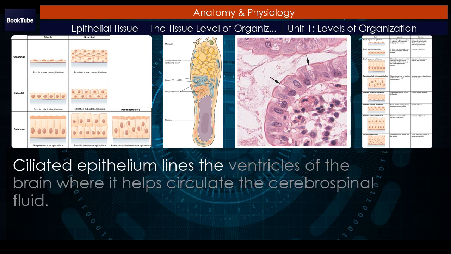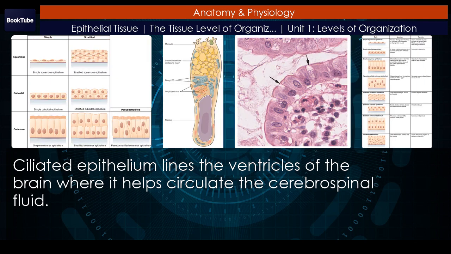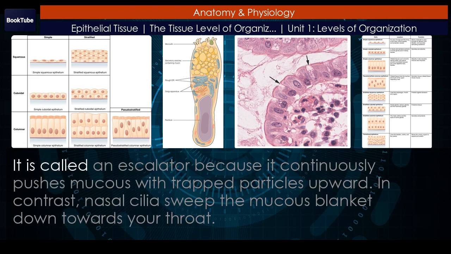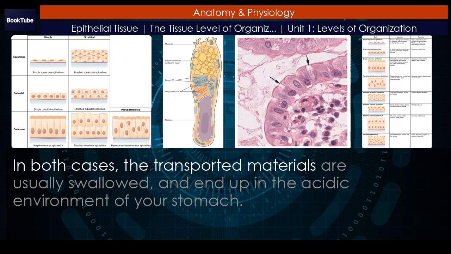Ciliated epithelium lines the ventricles of the brain where it helps circulate the cerebrospinal fluid. The ciliated epithelium of your airway forms a mucociliary escalator that sweeps particles of dust and pathogens trapped in the secreted mucus toward the throat. It is called an escalator because it continuously pushes mucus with trapped particles upward. In contrast, nasal cilia sweep the mucus blanket down towards your throat. In both cases, the transported materials are usually swallowed and end up in the acidic environment of your stomach.